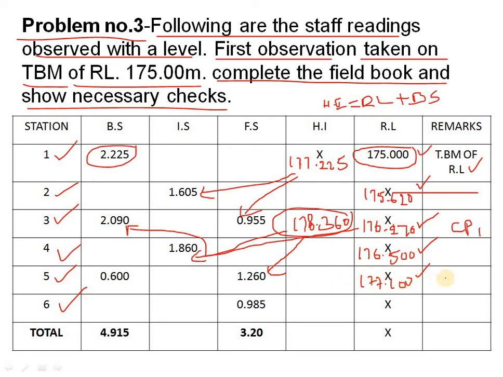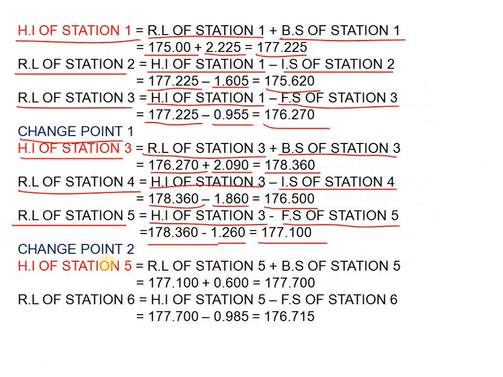Now, again here it is change point 2. Why are we saying change point 2? Because one backsight and one FS are taken here. So that's why these are the two change points. Okay, now let us calculate the HI. To get the HI, RL of this station plus 0.6, that is 177.100 plus 0.6. So we have to write again change point 2.